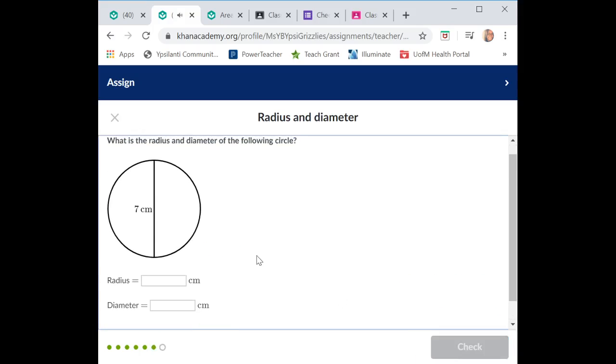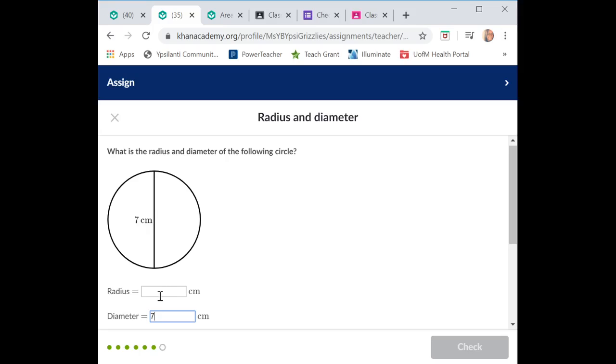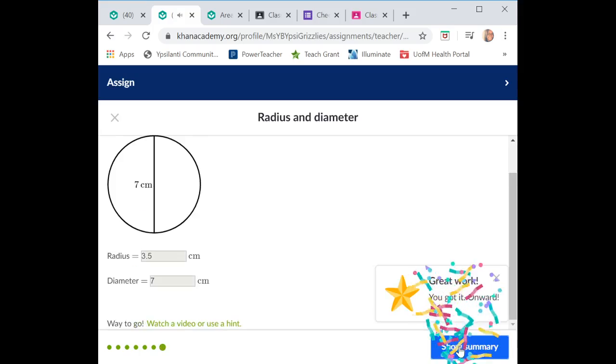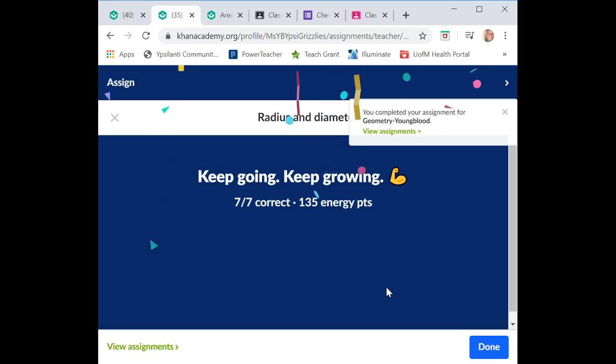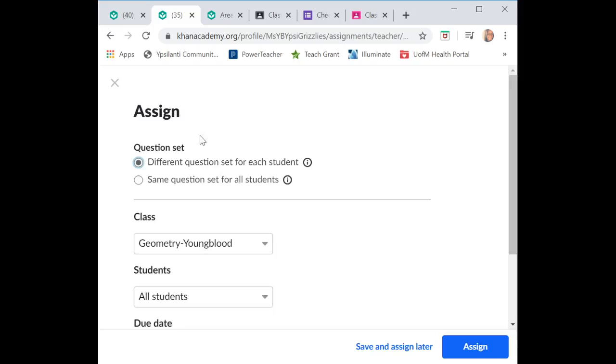And they give us another picture. So in this picture, they're giving us the diameter. So the diameter is 7. To find the radius, which is half of this, divided by 2, so we get 3.5. And that's the first problem set. Not too bad.